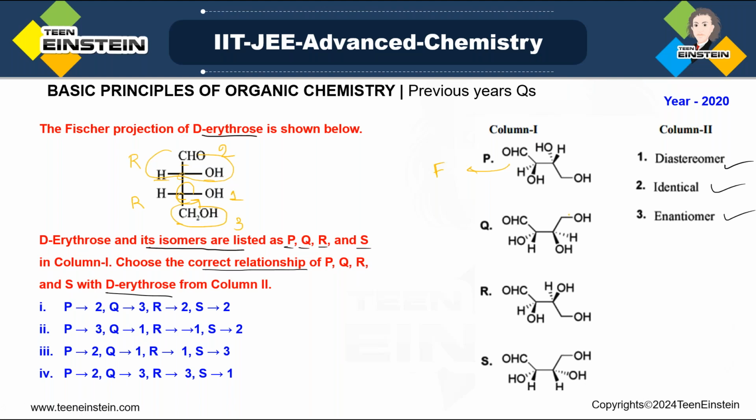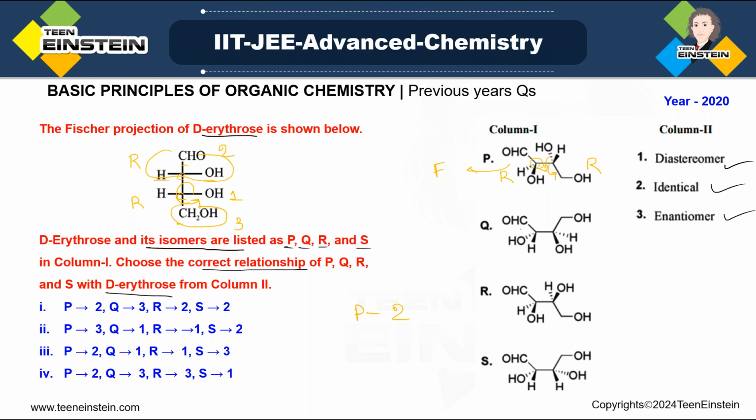Now check the PQRS one by one. For the first center, this is anti-clockwise and hydrogen is away from us. That means it will be R. What about the next one? This is 1, this group is 2, 1 to 2 to 3. Again we are moving anti-clockwise, but H is towards us. That means it will also be R. So RR, that means it is identical. So P must be identical, that means P is matching with 2. Now P is 2 present in options 1, 3, 4, so it will not help us.